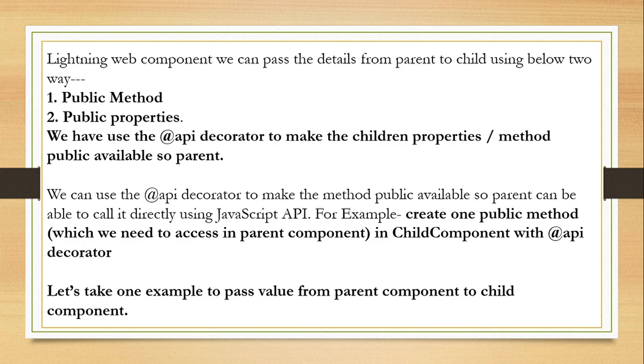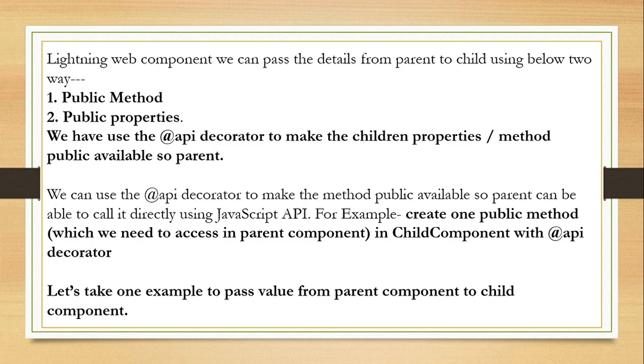In Lightning Web Components, we can pass details from parent to child in two ways: public methods or public properties. We have to use the @api decorator to make the child's properties or methods publicly available, so that the parent is able to call them directly using JavaScript. If the method with the @api decorator is not public, the parent component could not call the child component's method in JavaScript.